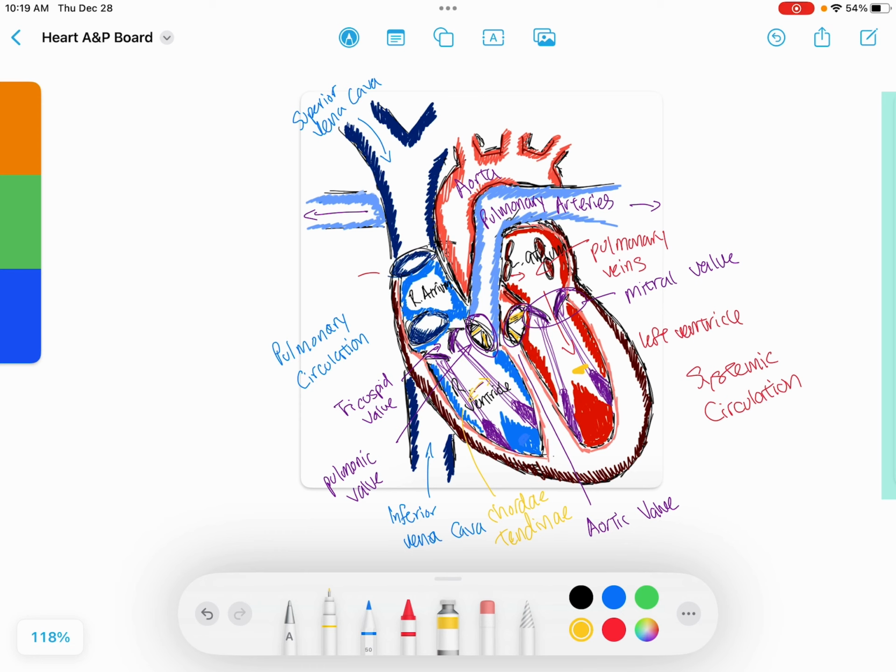This is just a very basic outline of the anatomy of the heart. At some point we will talk about the electrophysiology of the heart, but we're going to come back to that in a little bit.